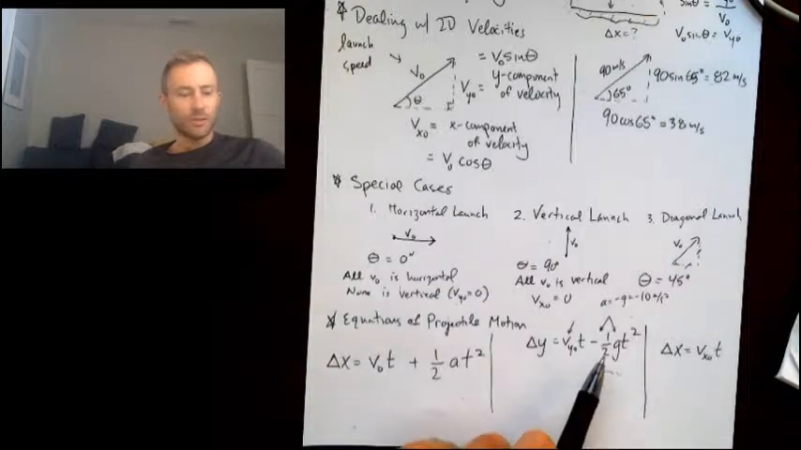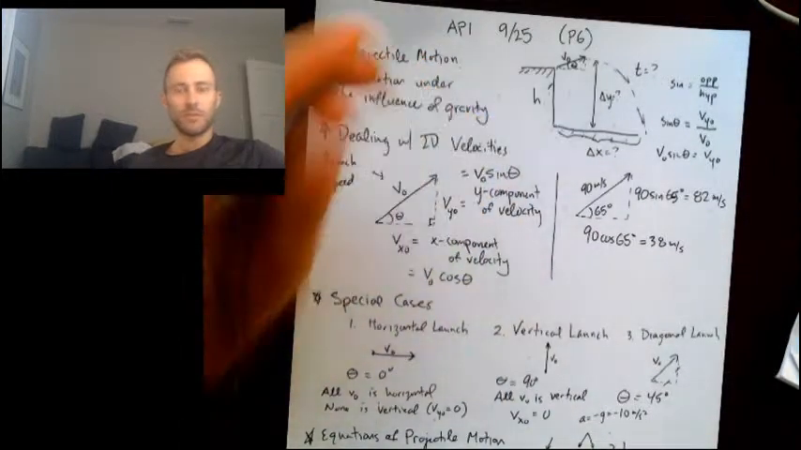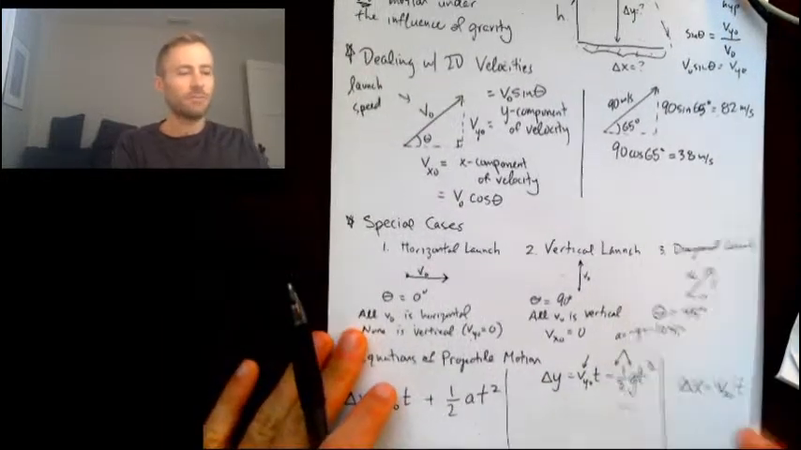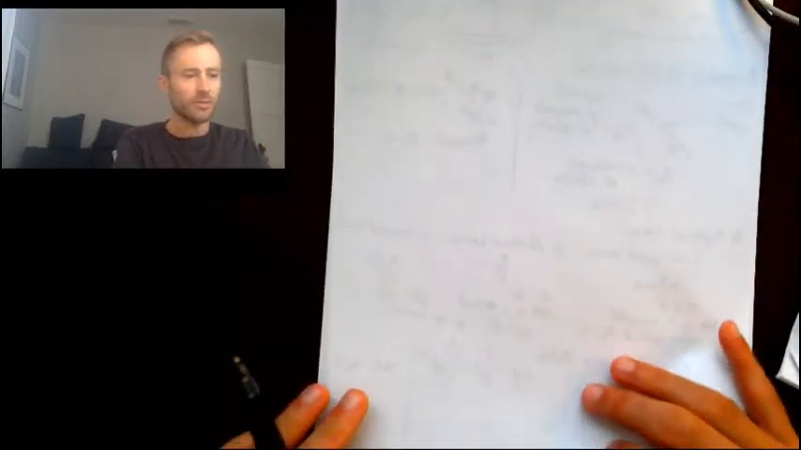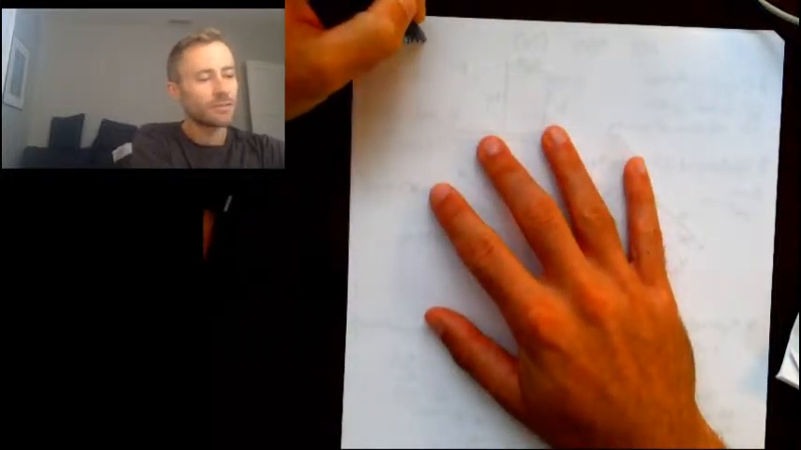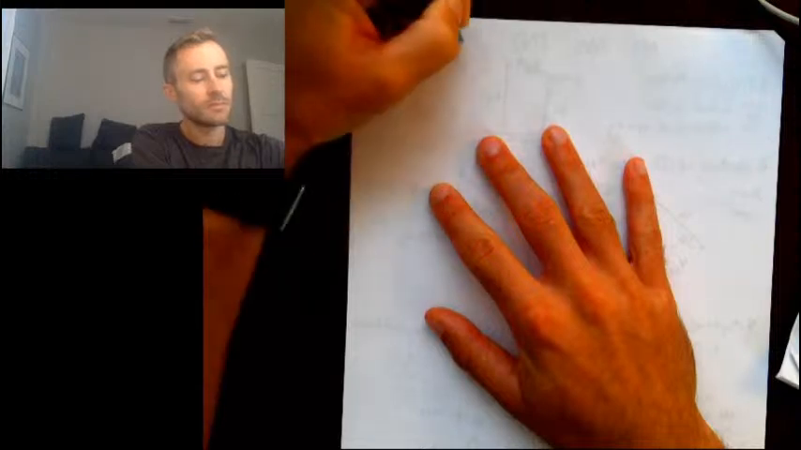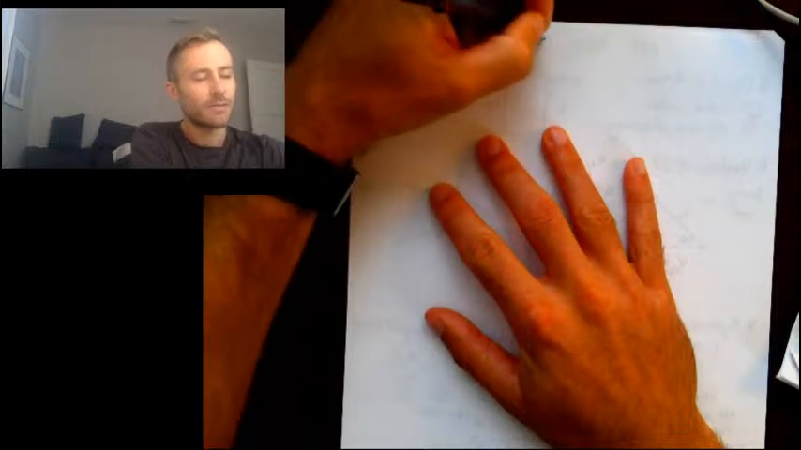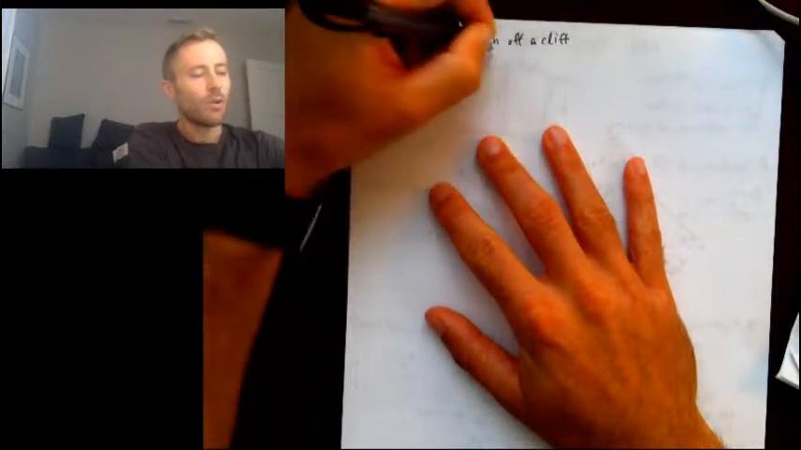So these two equations are the equations of projectile motion. Okay? And we can use them to calculate these types of problems. All right? So let's do some examples. We're going to do 3 examples today. The first example is what I like to call horizontal launch off a cliff.